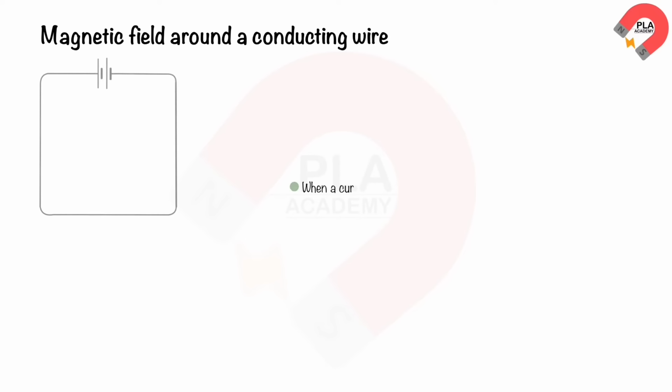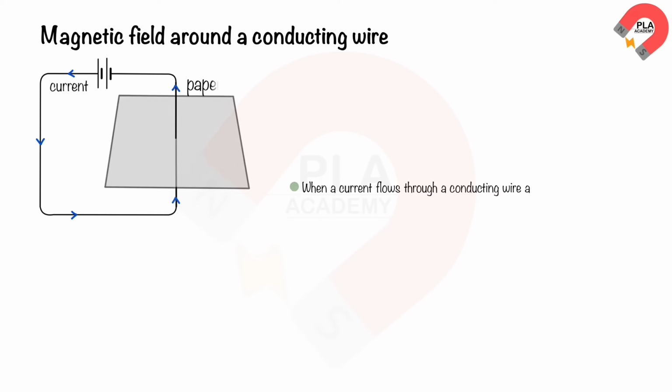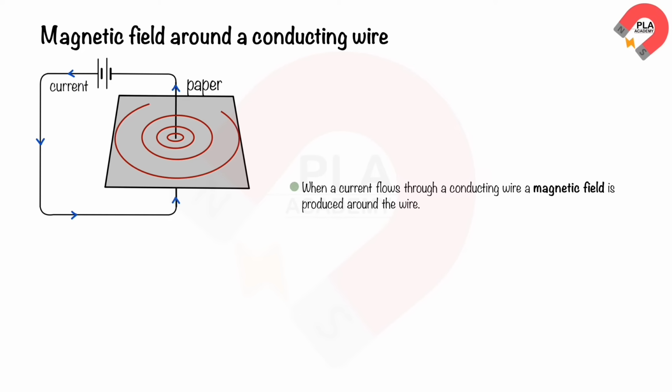Magnetic field around a conducting wire. When a current flows through a conducting wire, a magnetic field is produced around the wire. The shape and direction of the magnetic field can be investigated using plotting compasses. The compasses would produce a magnetic field lines pattern that would look like the following.